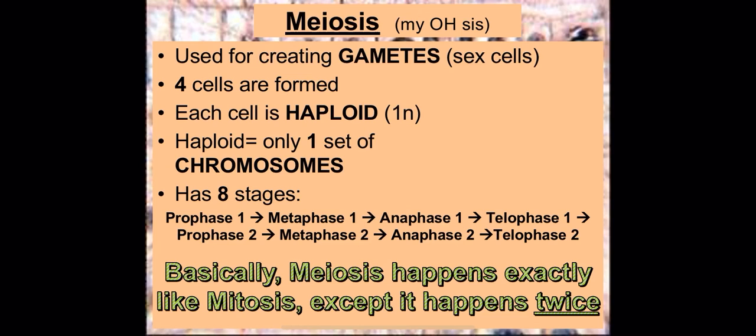Okay? So meiosis and mitosis, same processes as in the phases that they go through, except meiosis is going to go through it twice. So whereas you'd have prophase, metaphase, anaphase, telophase for mitosis, with meiosis, you're going to have prophase 1, metaphase 1, anaphase 1, and then you're going to go through it again, prophase 2, metaphase 2. Okay? So 8 stages now.